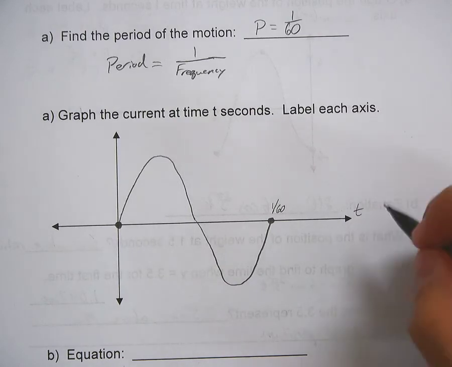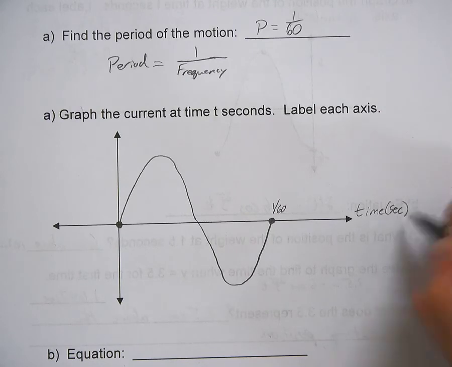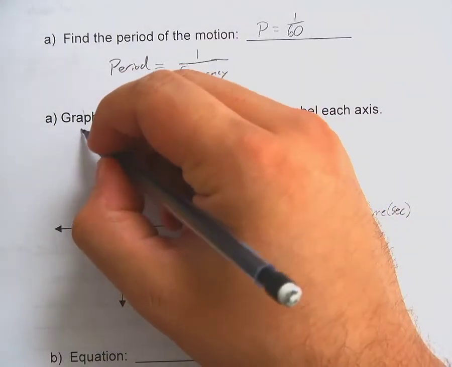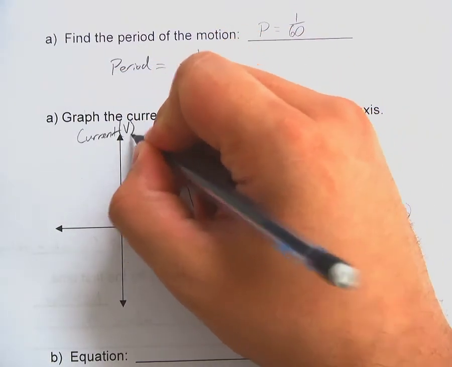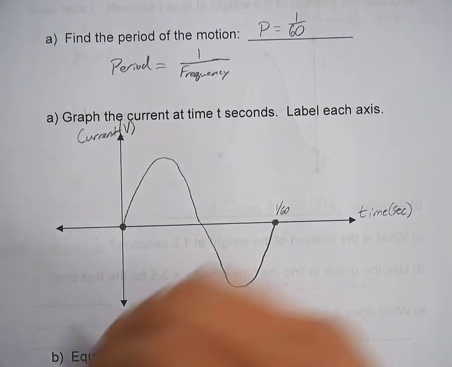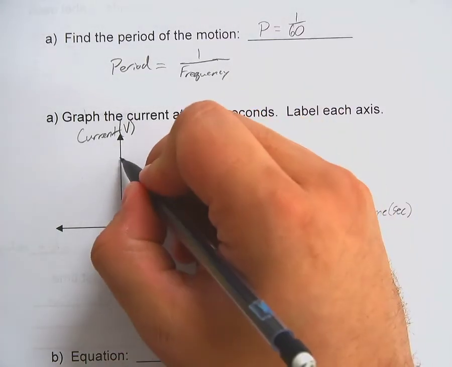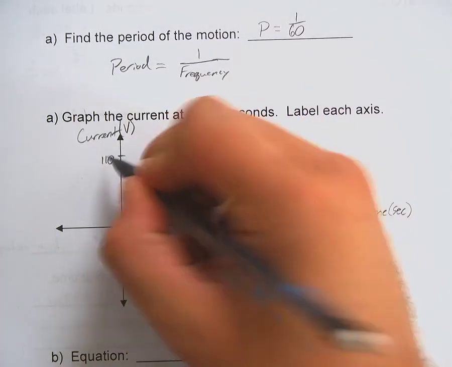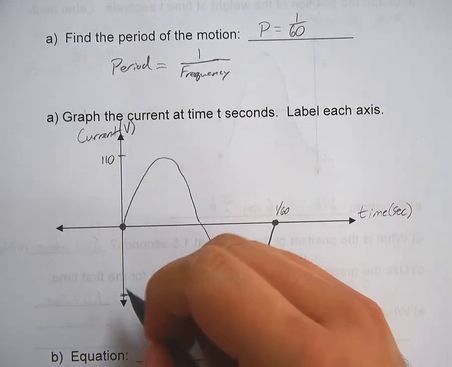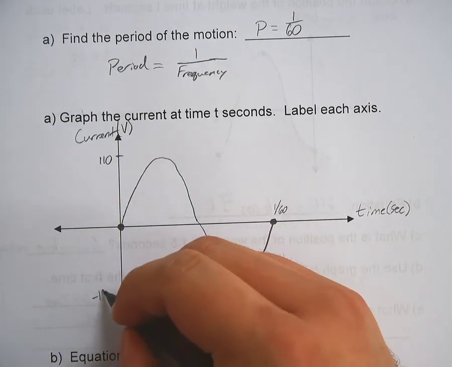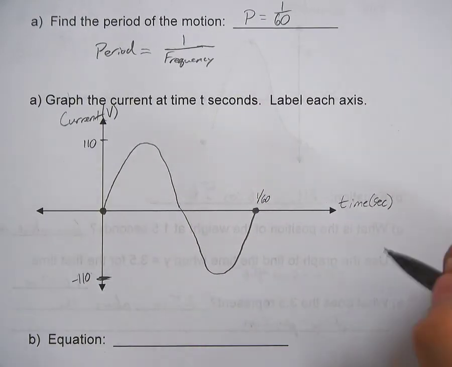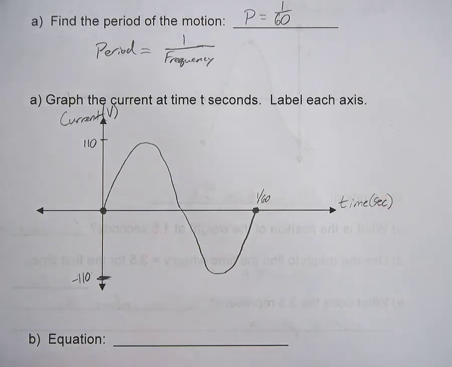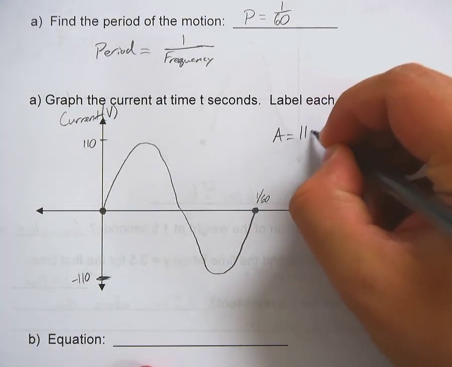So this is time, and it's going to be in seconds. And this is current, how much current we're getting. This is in volts here. And it goes to 110, and then it goes down here to negative 110. So your amplitude, the amount of current you're getting, is 110.